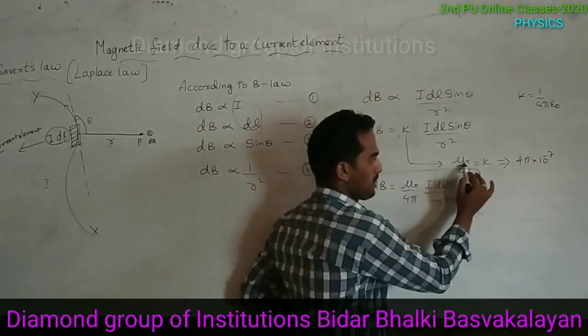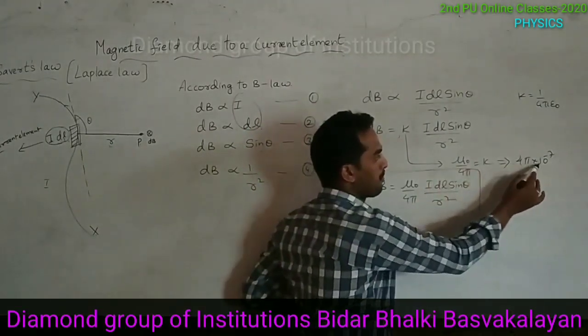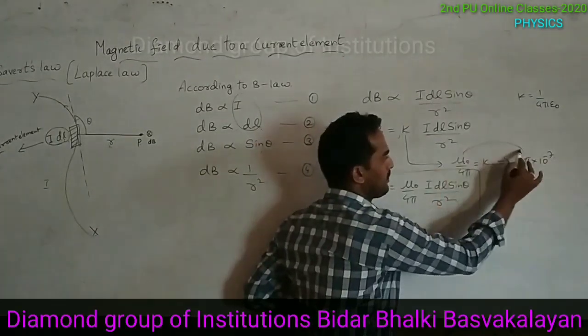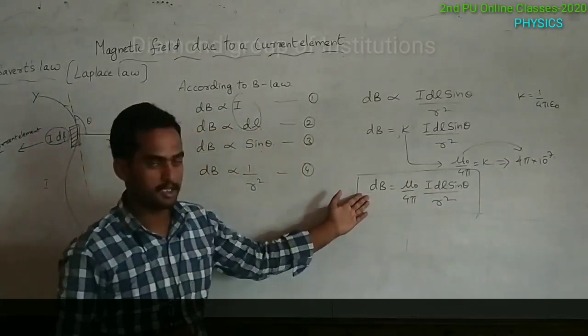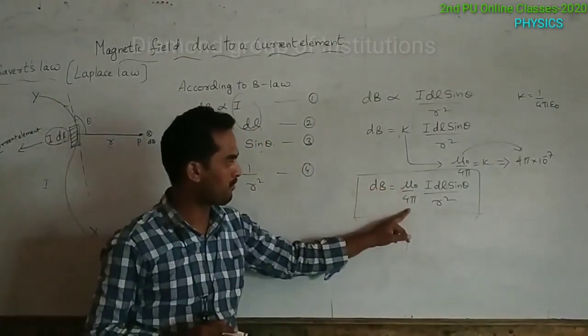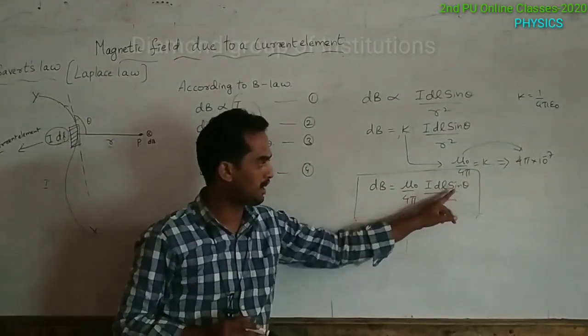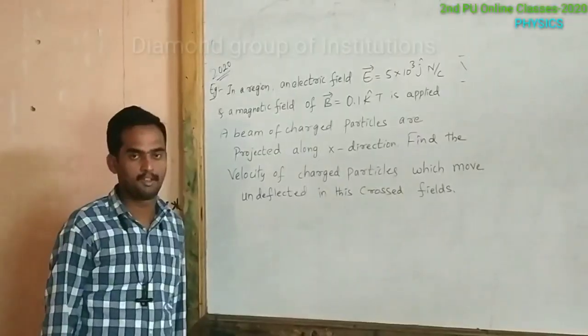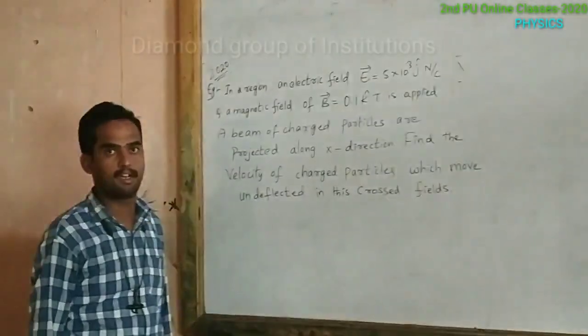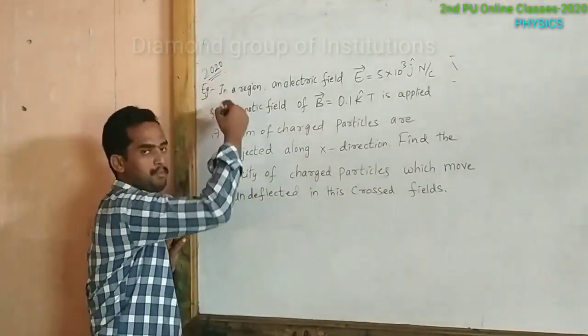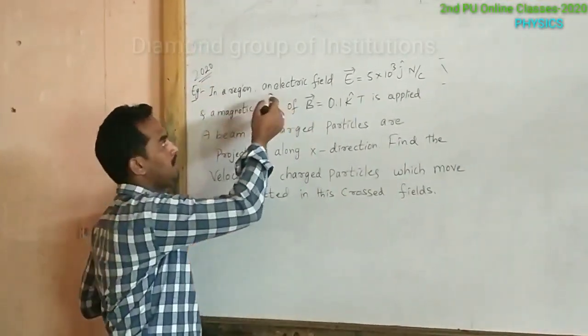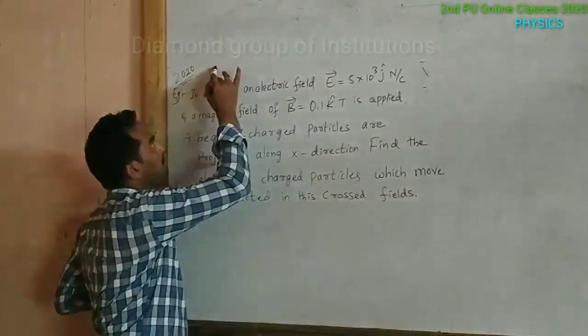So what is the value of permeability? 4 pi into 10 to the power of minus 7. So next, the final expression is dB equal to mu naught by 4 pi into I dl sin theta by r square. Based on the velocity selector, in the previous exam, that is 2020, just last year, he asked a 2 marks problem.